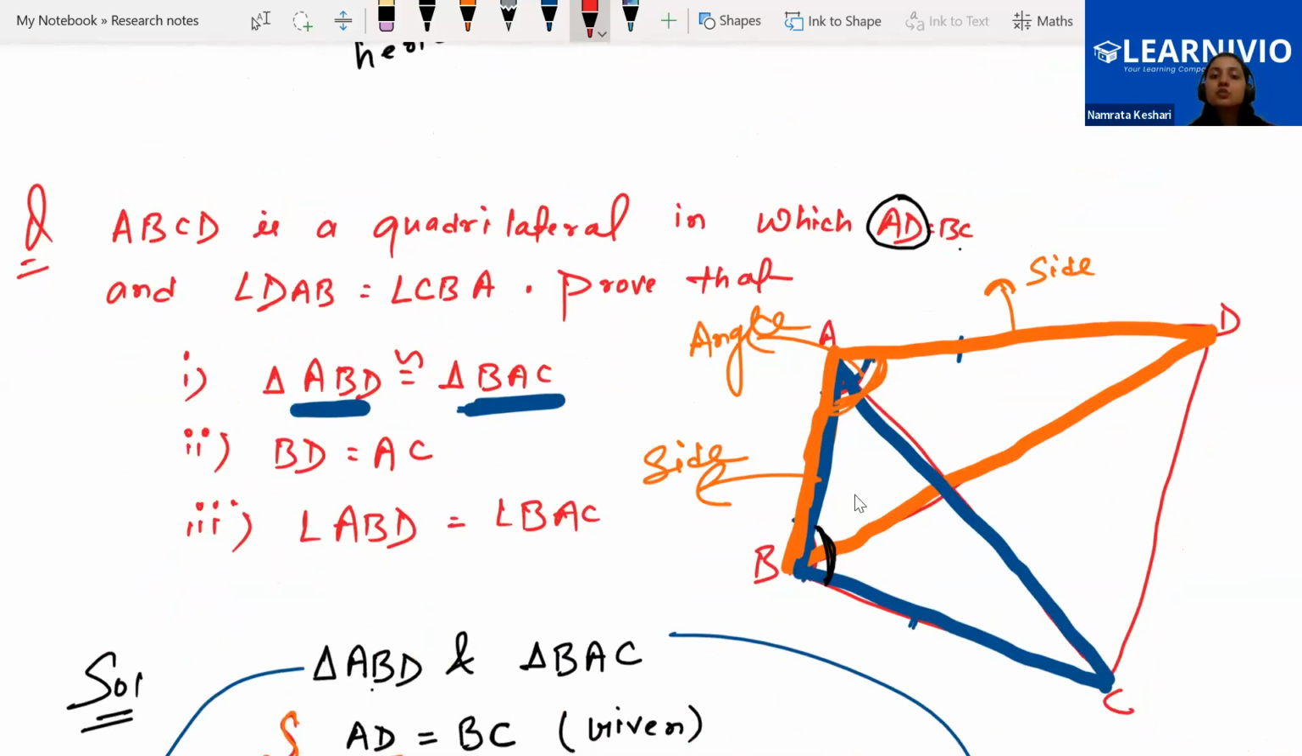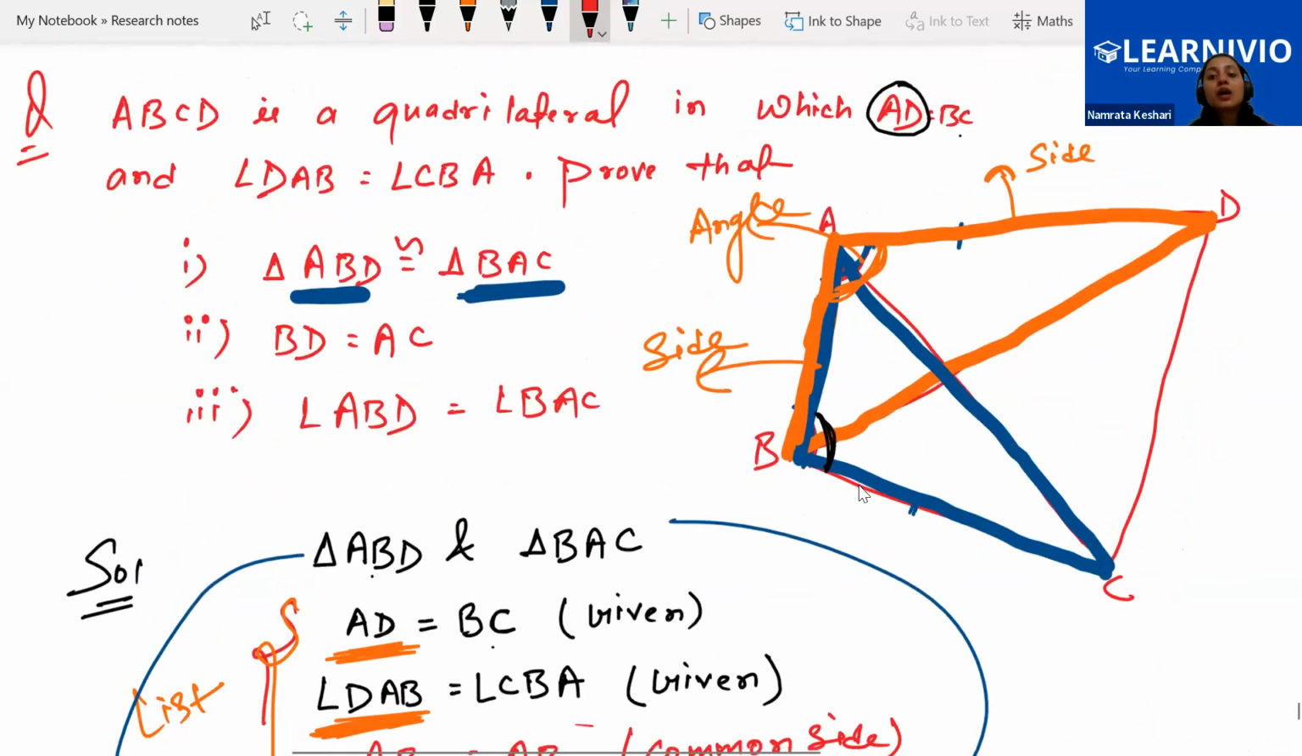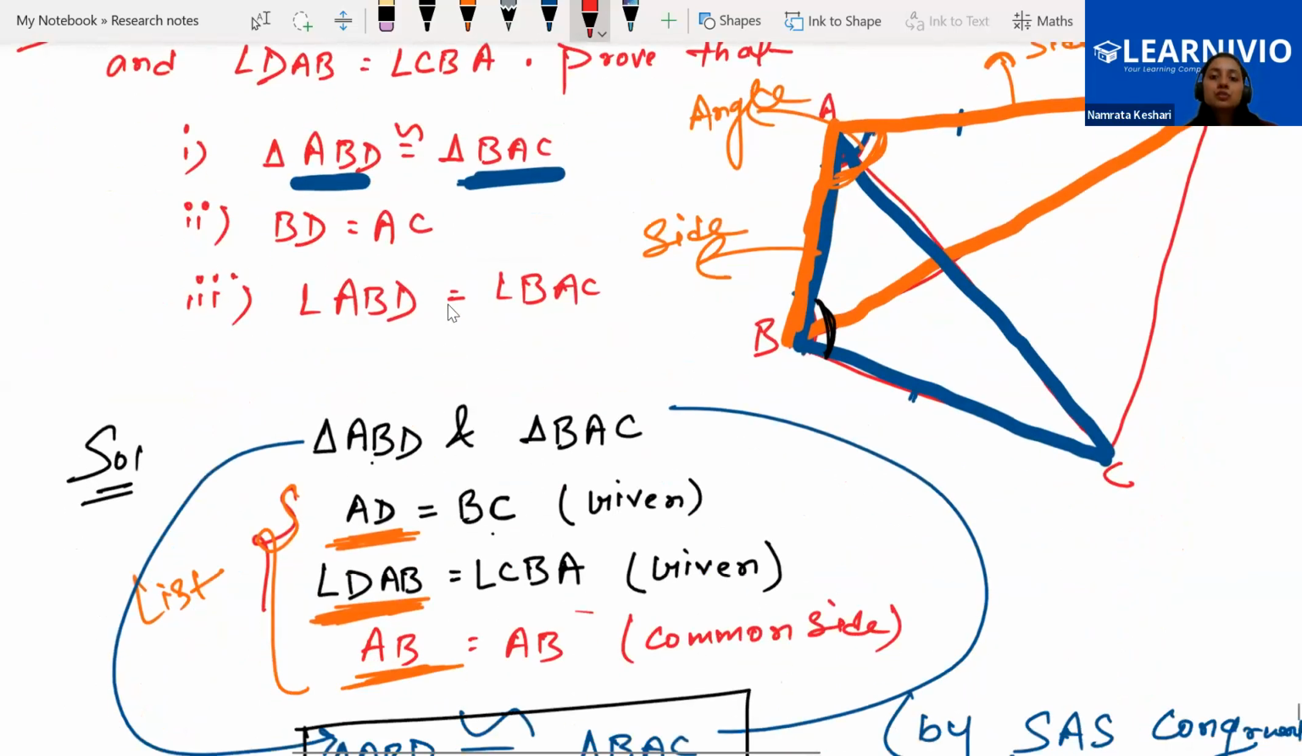In your exam, maybe you won't be able to highlight the triangle. You have to focus on the triangle or make it bold. One of the triangles, make it bold with pen. Another triangle, you can use pencil to highlight it, and then you can understand. So this is how I have highlighted the figure, and then I have written we are talking about triangle ABD and BAC. Whatever is already given, I have written over here.